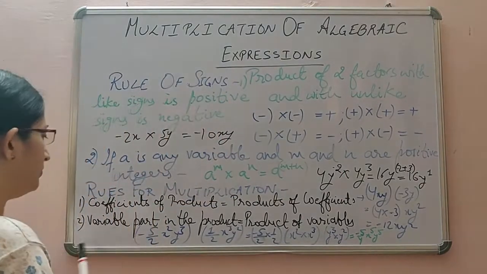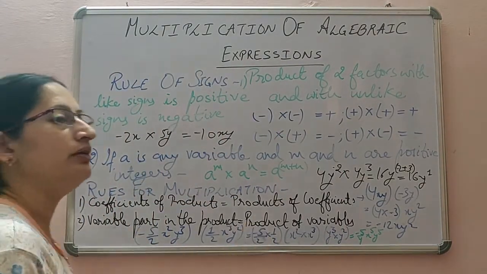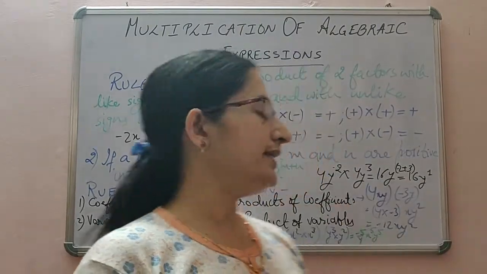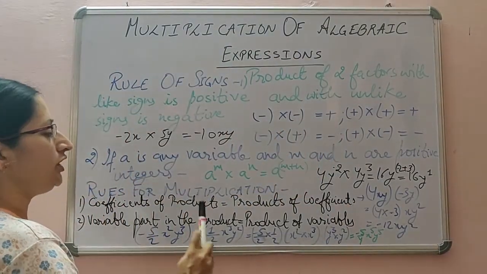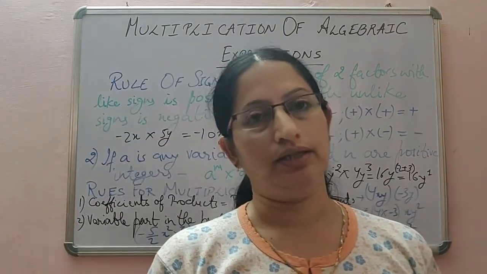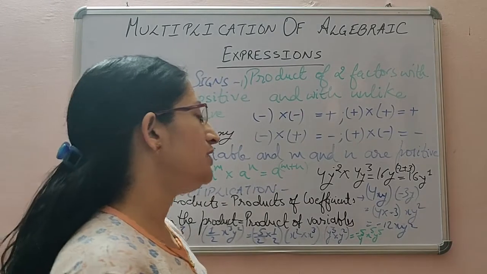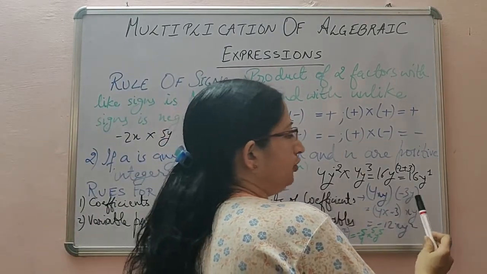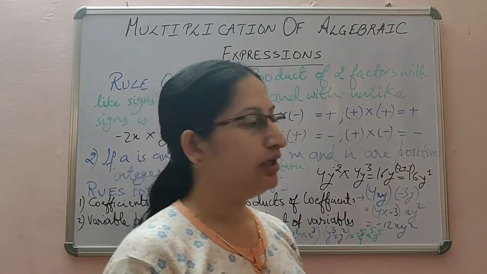Now come to the next rule. That is the rule for multiplication of algebraic expressions. What is that? The coefficient of the product is equal to the product of the coefficients. Okay. Coefficient of products. You see here, 4xy into minus 3y, ma'am has done.